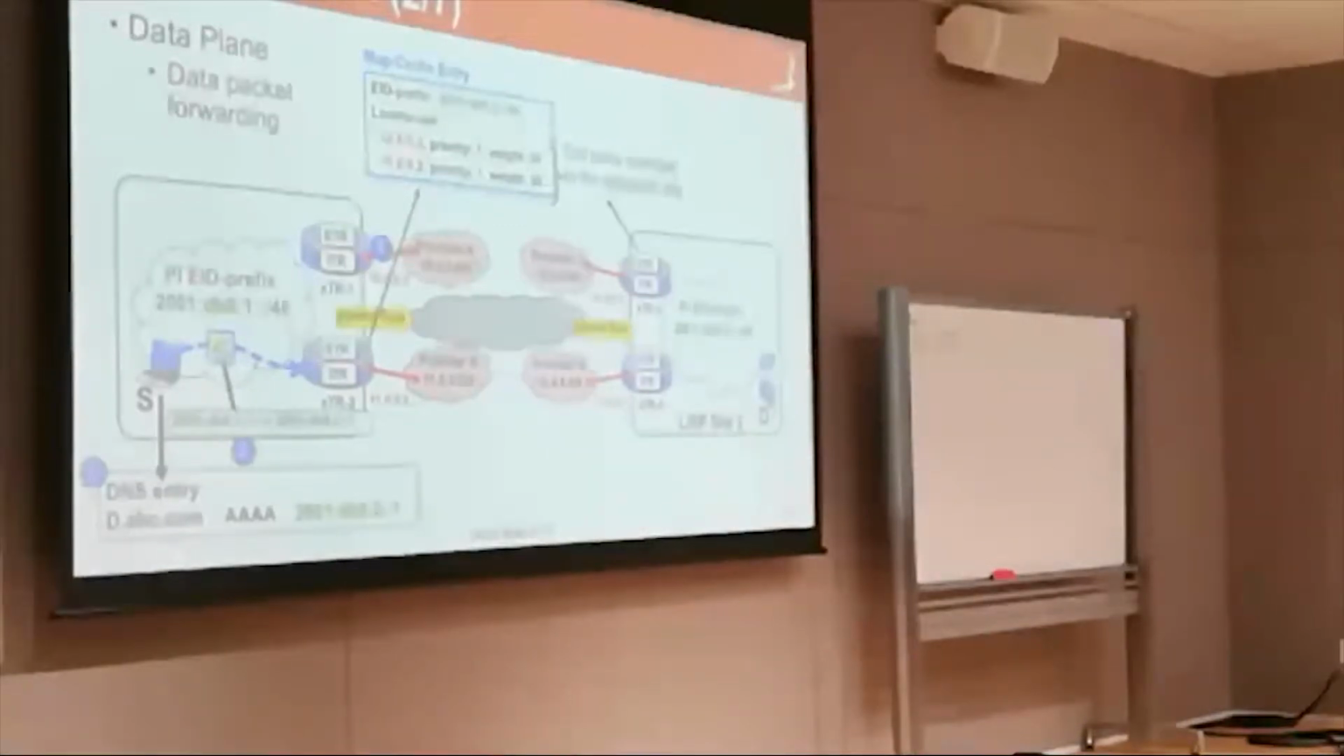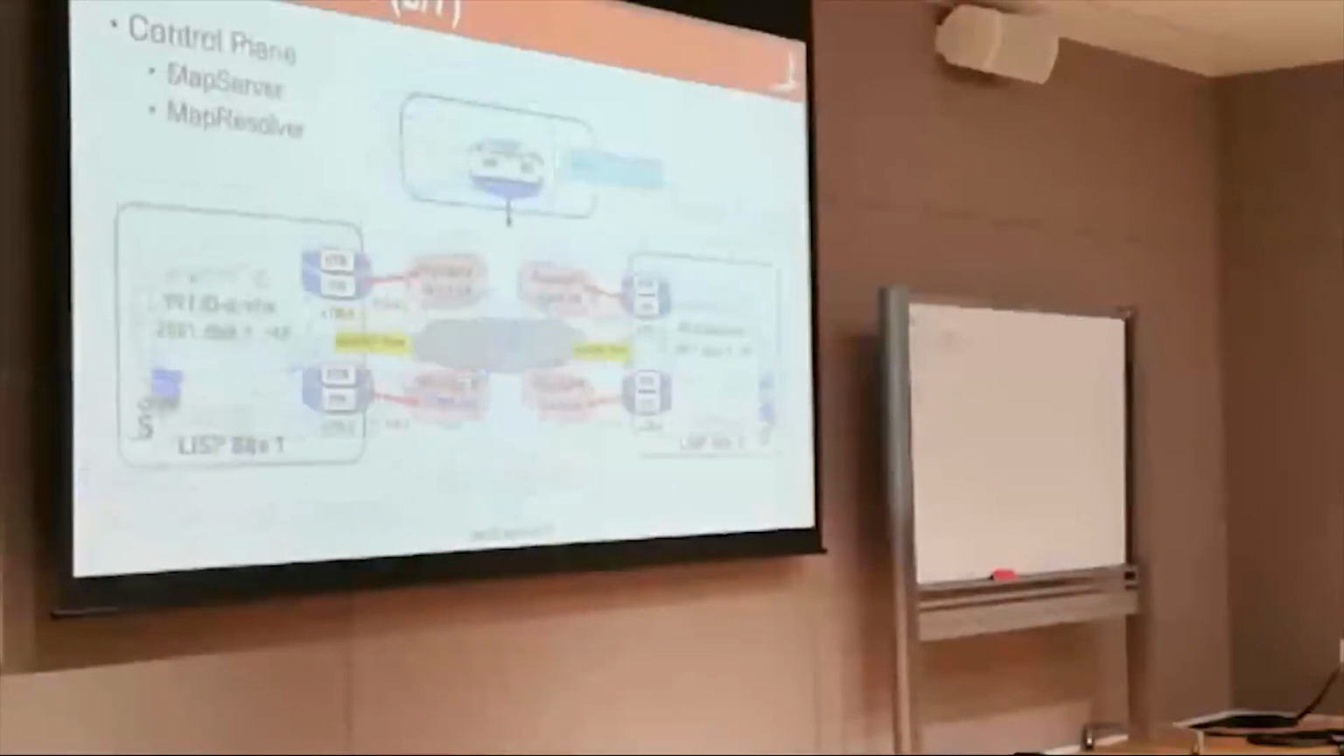So in that case, even if the host only supports IPv6, it can still forward to the destination through IPv4. So this is the main concept. You can see it's quite straightforward, just like a tunneling protocol. And we have a control plane with two entities: one is a map server, and the other is a map resolver.